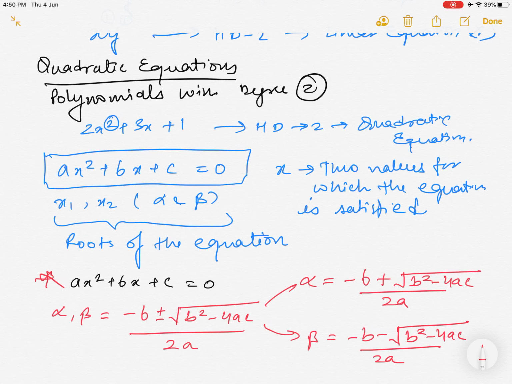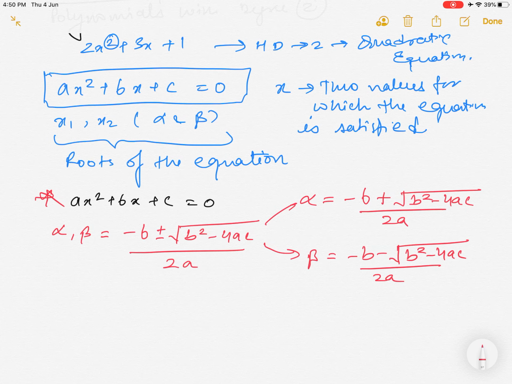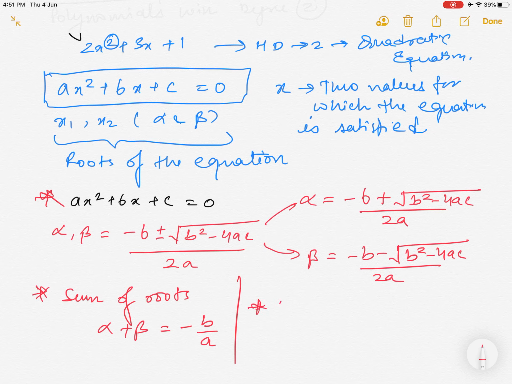So if you are given an equation like this and they are asking you to find the roots, or the two values of x for which the equation is satisfied, then these are the two values of x which you will get. Now, if I ask you what the sum of roots is, since you now have the roots, you'll just do alpha plus beta. If you add them, the other factor, b squared minus 4ac and all, will get cancelled out, and you'll finally get only minus b by a left. So sum of roots is minus b by a.